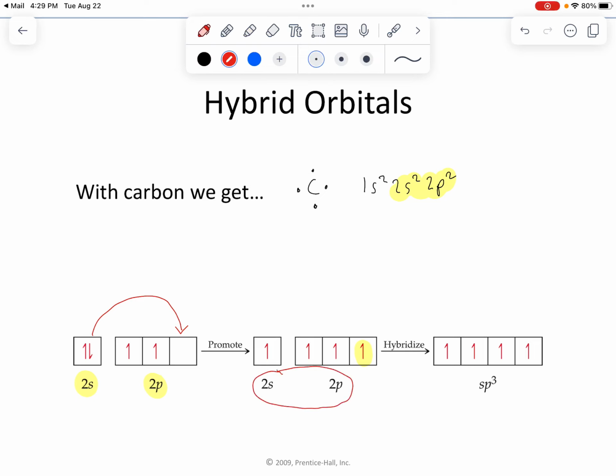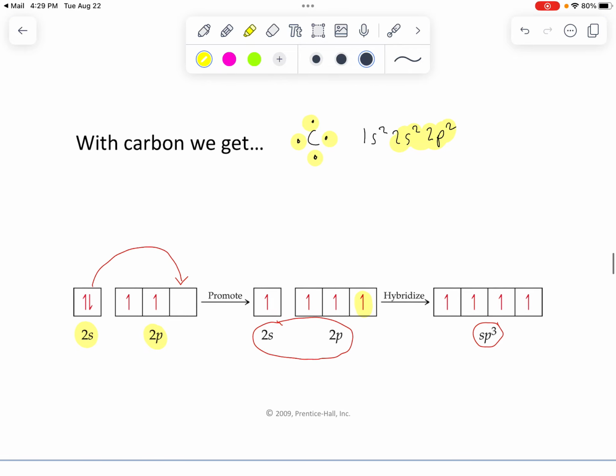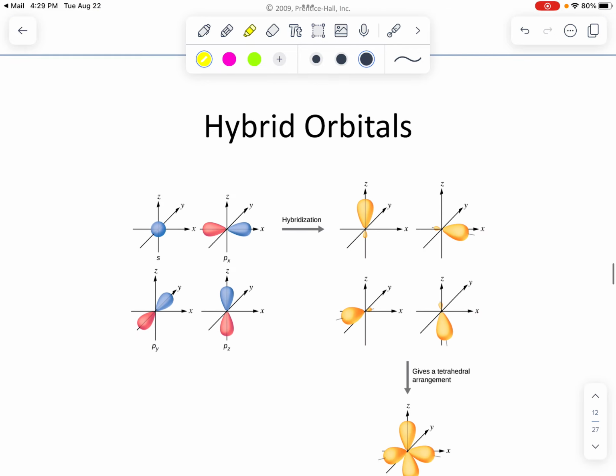Then we'll take the 2s and the 3 2p orbitals. Now we're going to hybridize them all to get sp3 hybrid orbitals. So same thing, make them singly occupied, then mix them together to reflect the number of domains you want around your central atom, and that's how we get sp3.